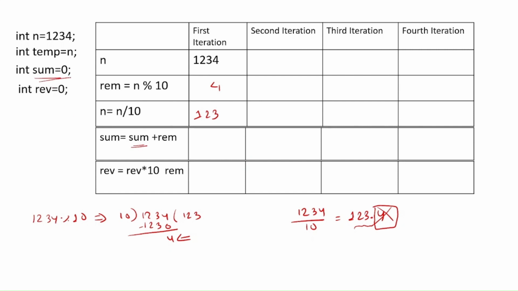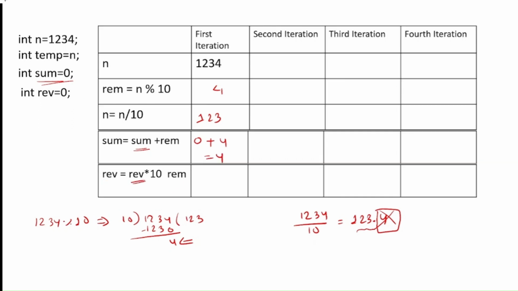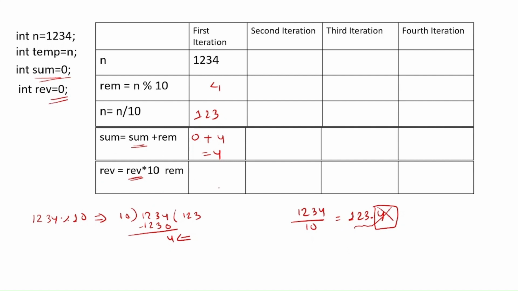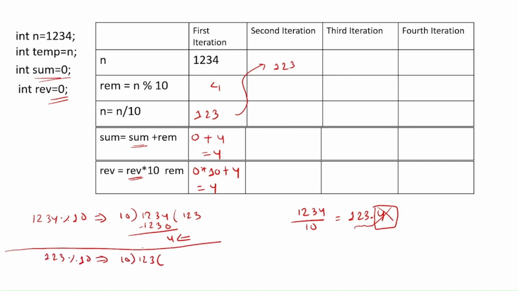Sum, which was initially 0 outside the loop, is now updated as sum plus rem, that is 0 plus 4, which equals 4. Rev, which was initially 0 outside the loop, is now updated as rev multiplied by 10 plus rem, that is 0 multiplied by 10 plus 4, which equals 4. In the next iteration, the new value of n will be 123. N modulus 10 is 123 divided by 10 and remainder is 3. N divided by 10 is 123 divided by 10, which is 12.